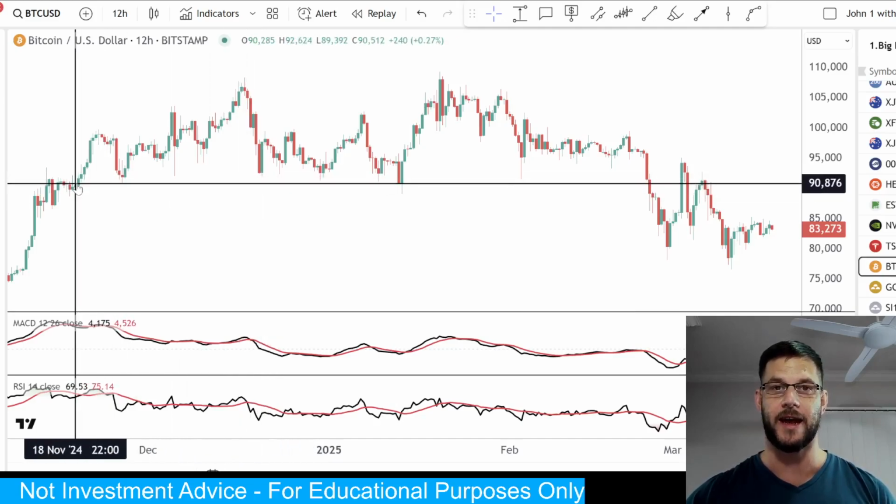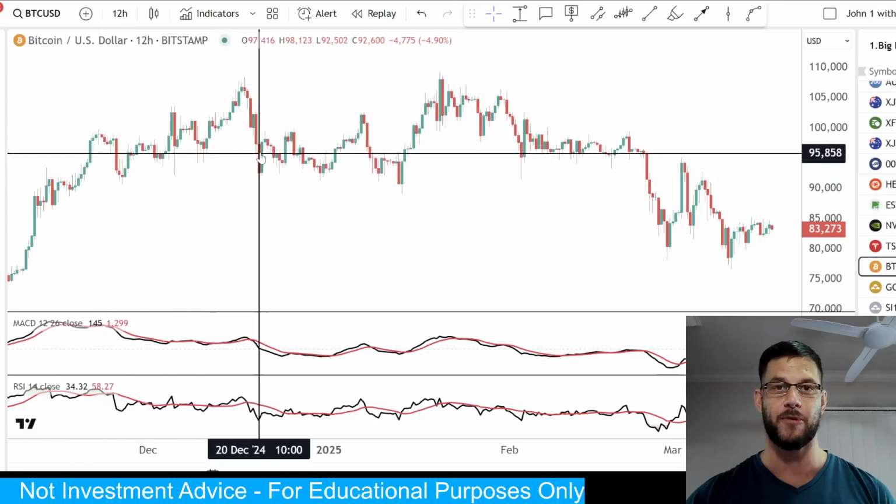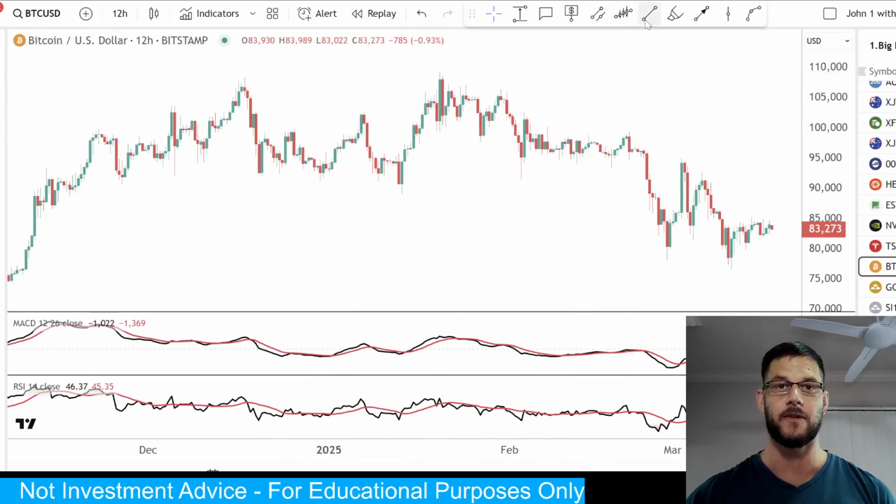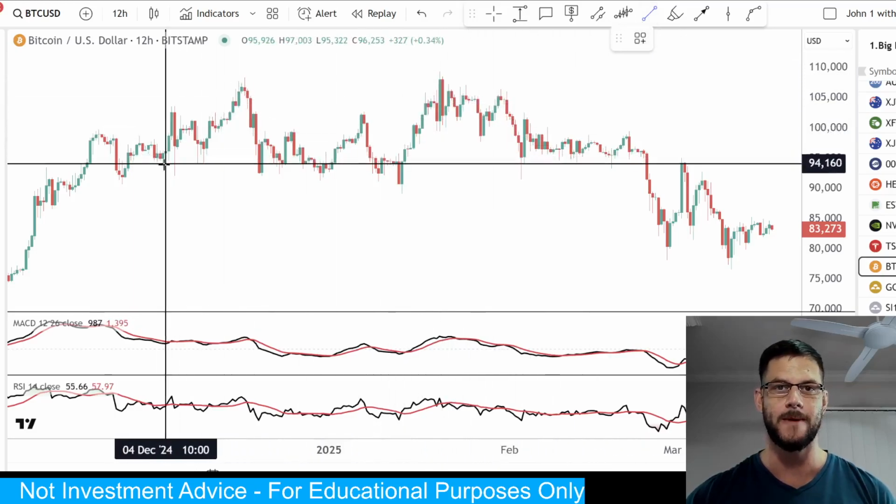It's a 12-hour candlestick chart. So every candle represents 12 hours of trading activity. And my current feeling is that this is an appropriate time frame to analyze the medium-term trend in Bitcoin.